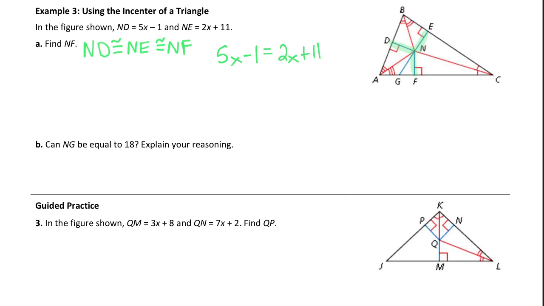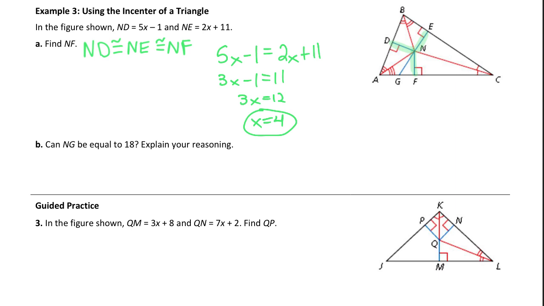I'd subtract 2x from both sides. 3x minus 1 equals 11. 3x equals 12. X is 4. Now, I didn't ask for 4. I asked for the length of NF. So I've got to take 4 and substitute it into an expression.